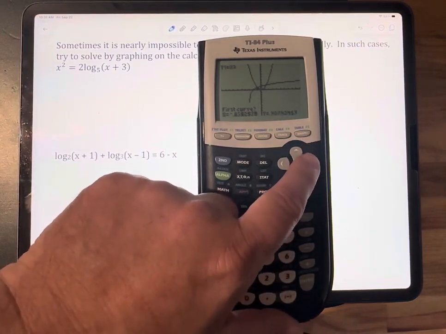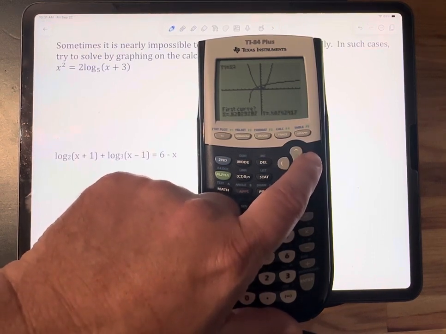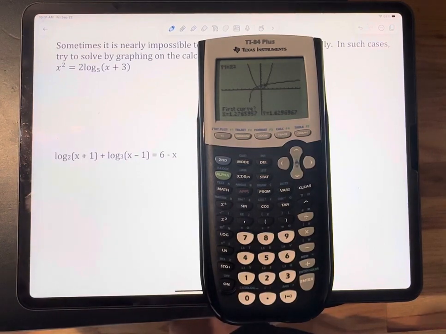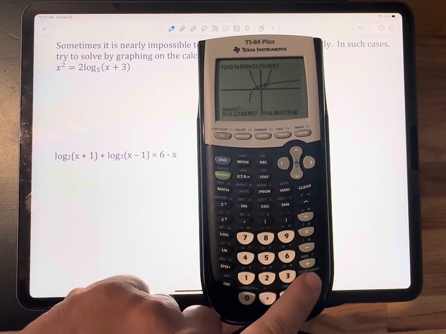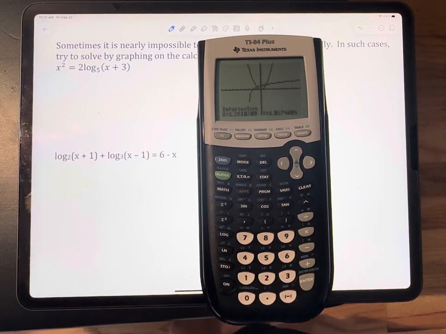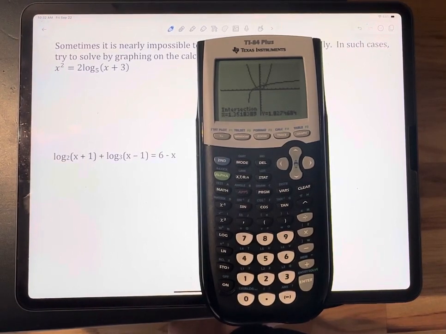To get your second solution before you press enter 3 times, let's press the right arrow key to move the cursor closer to that other intersection point, and then press enter 3 times. Enter, enter, enter. Here we end up with x is approximately 1.3518389.